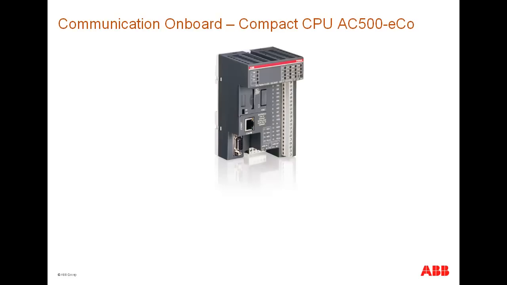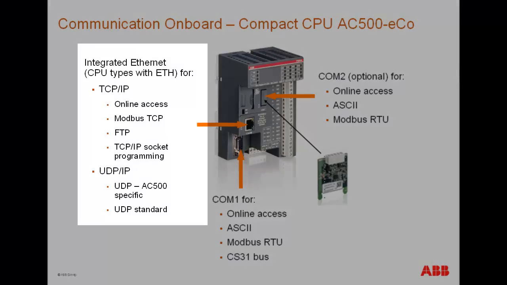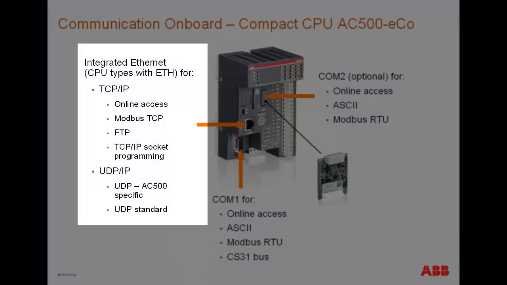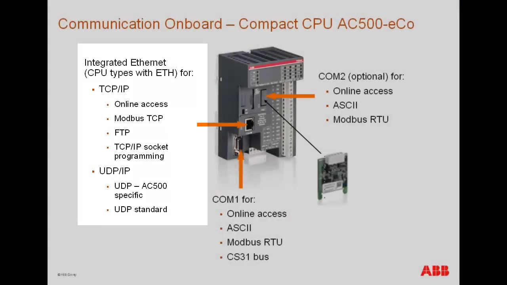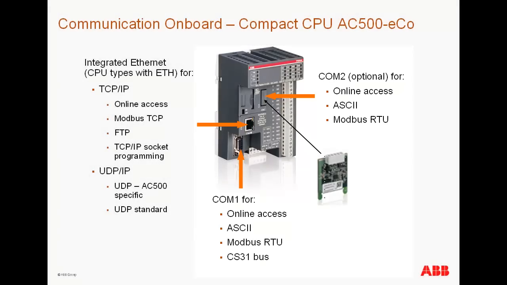Let us consider the onboard communication capabilities of compact AC500 CPUs now. Compact CPUs that come with a built-in Ethernet port would support all the Ethernet features that we described for the modular CPUs as before. Even the COM1 and COM2 ports work similarly, but with an exception that they support only RS485 protocol. It is to be noted here that COM2 is an additional option and not available on board by default.